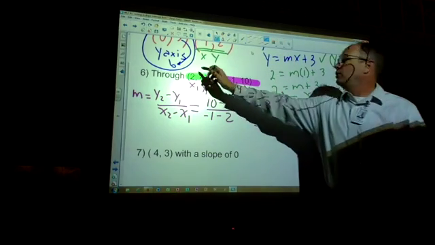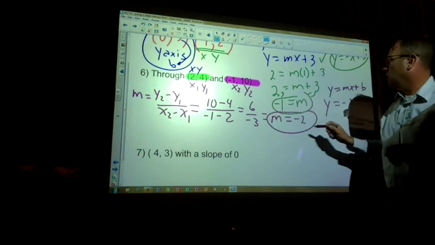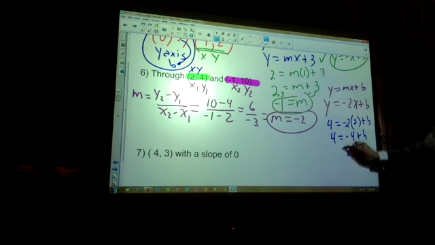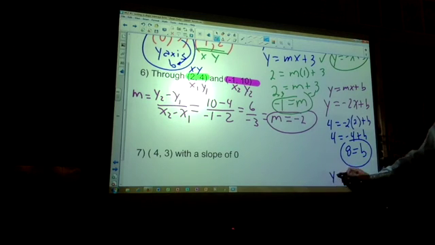So 2 comma 4 is an x and a y value, agree? So I have 4 equals negative 2 times 2 plus b. 4 equals negative 4 plus b. Help me. Add 4. So what is my equation? Y equals negative 2x plus 8.